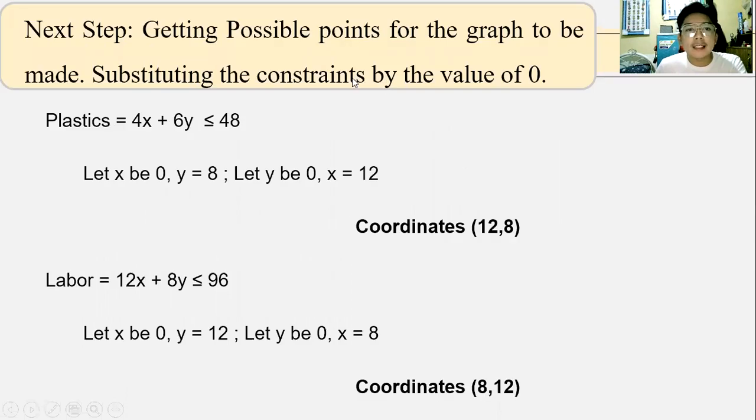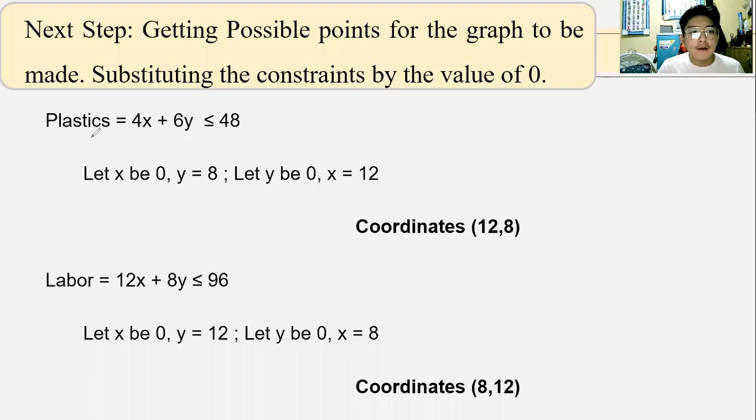The next step is getting possible points for the graph to be made, substituting the constraint to the value of 0. So the next step that we are going to do in order for us to find the maximum profit is actually to get a graph. And in order for us to get a graph, we first need to get the coordinates for the graph. So how do we do that? We're just going to substitute the constraints that we have by the value of 0. Okay, so first step that we're going to make is this one.